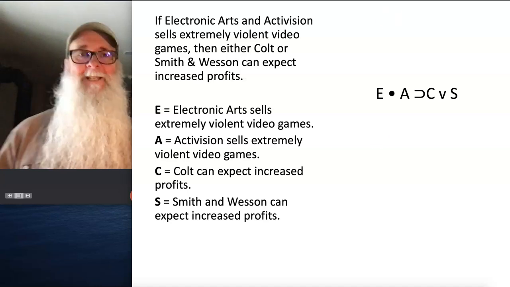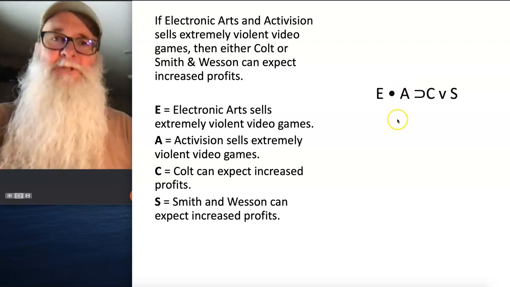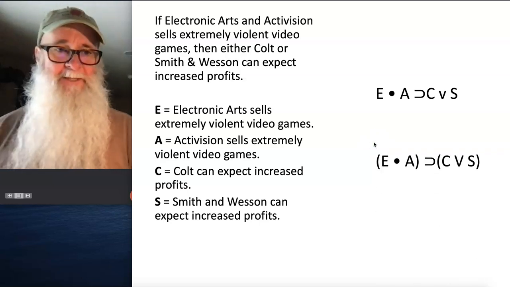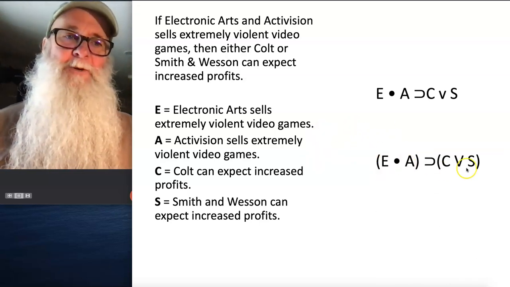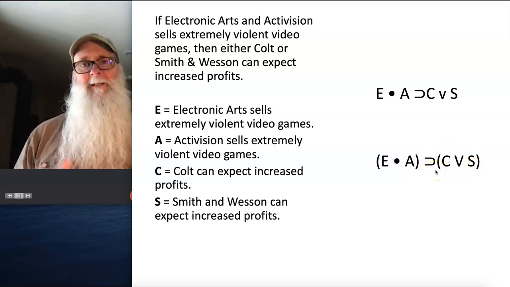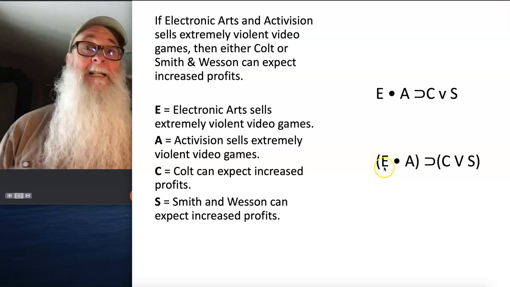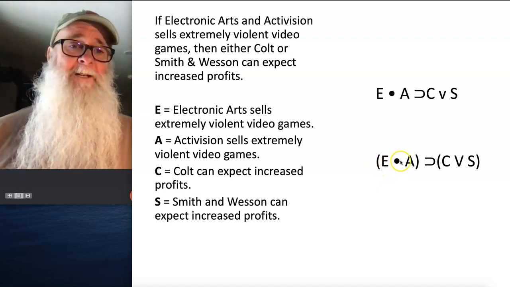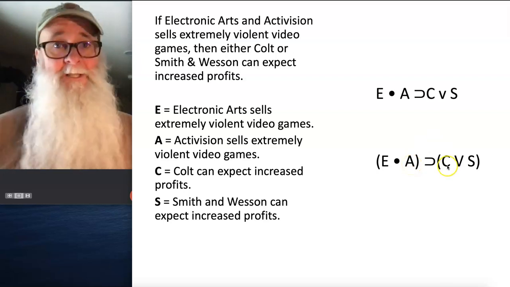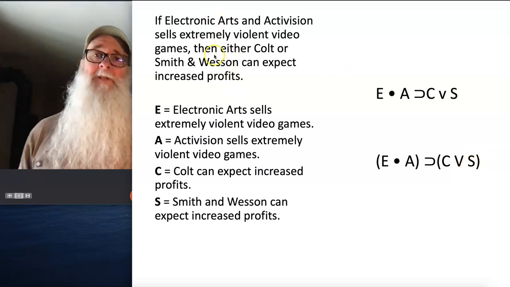And I would argue to you this, that what this original statement is saying is that if these 2 companies do this thing, then either one of these other companies is going to experience something. In other words, I think that E and A should be grouped up, and I think C and S should be grouped up with parentheses, leaving just the horseshoe as the operator other than tilde outside of parentheses and brackets. And now what this statement says is this. If Electronic Arts sells extremely violent video games and Activision sells extremely violent video games, then either Colt is going to see increased profits or Smith & Wesson is going to see increased profits. And that's exactly what this original says.